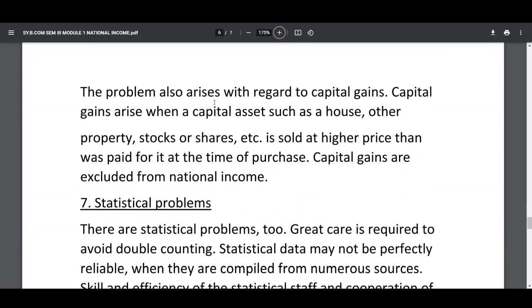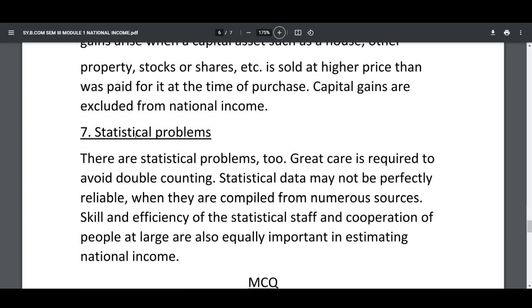The problem also arises with regard to capital gains. Capital gains arise when a capital asset such as a house, other property, stocks or shares, etc. is sold at a higher price than was paid for it at the time of purchase. Capital gains are excluded from national income.